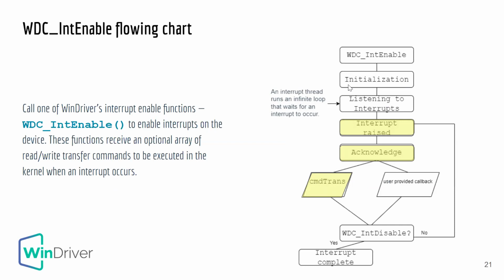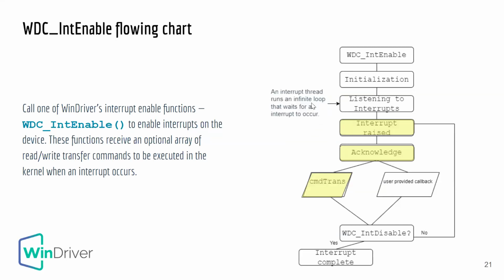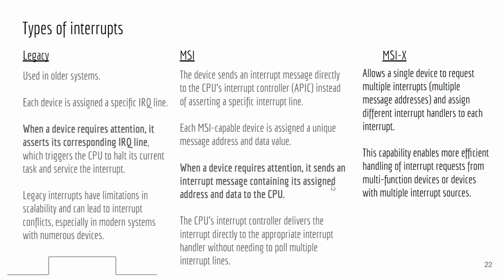As I said, this is our flow, and now we will talk about what happens when you raise an interrupt, acknowledge it, and send a transfer command. This is the scheme of sending a transfer command. You raise an interrupt, you acknowledge it, and send a transfer command. It can be in more than one sequence. And this is the case of sending a transfer command after acknowledging the interrupt.